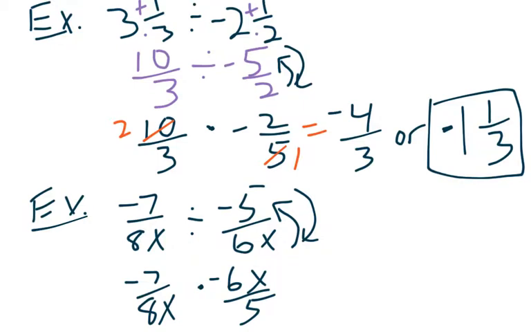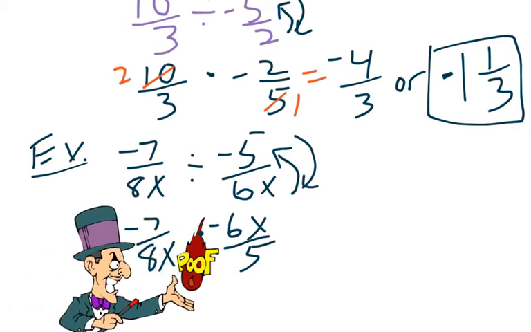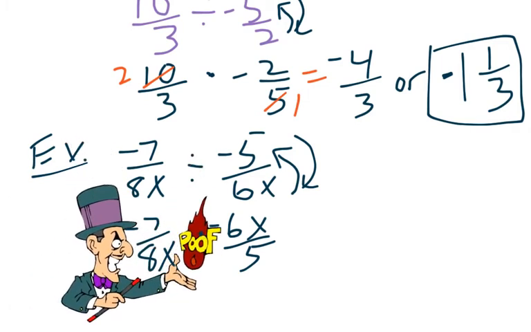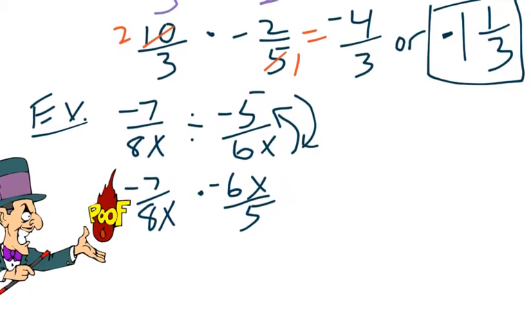Mathemagic, poof, happening there. We just changed division to multiplication. And now we have some cool things happening because we have an x on the top and an x on the bottom. So they cancel. So now we can check and look for common factors on the top and bottom. So 8 and 6. 2 will go into 8 4 times. 2 will go into 6 3 times.